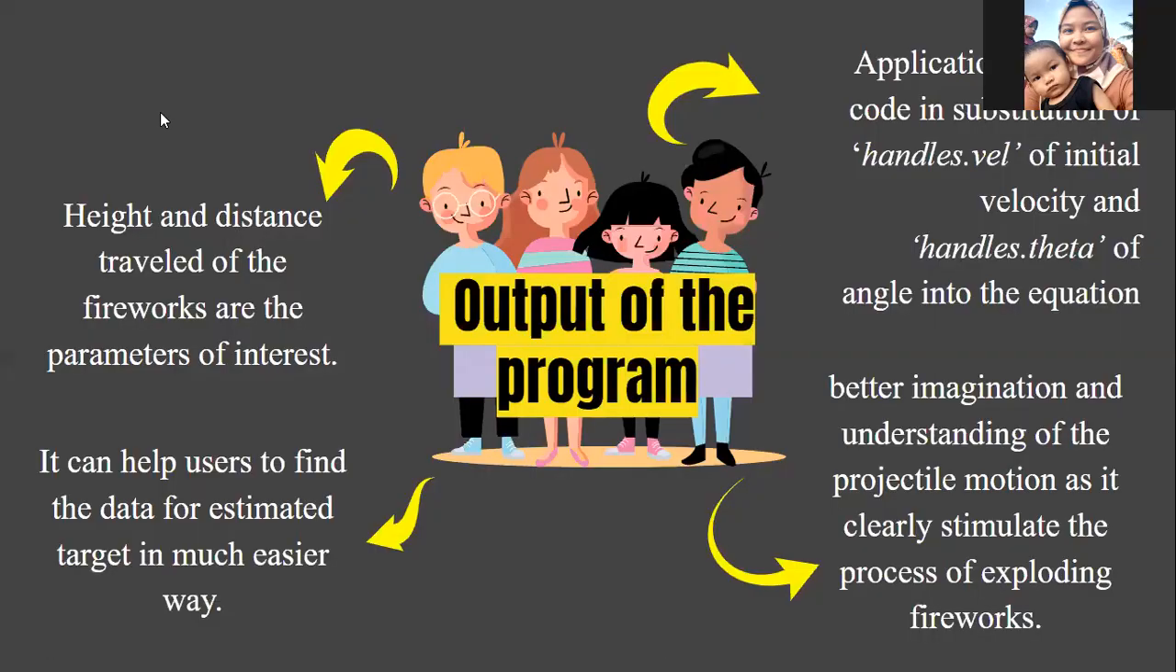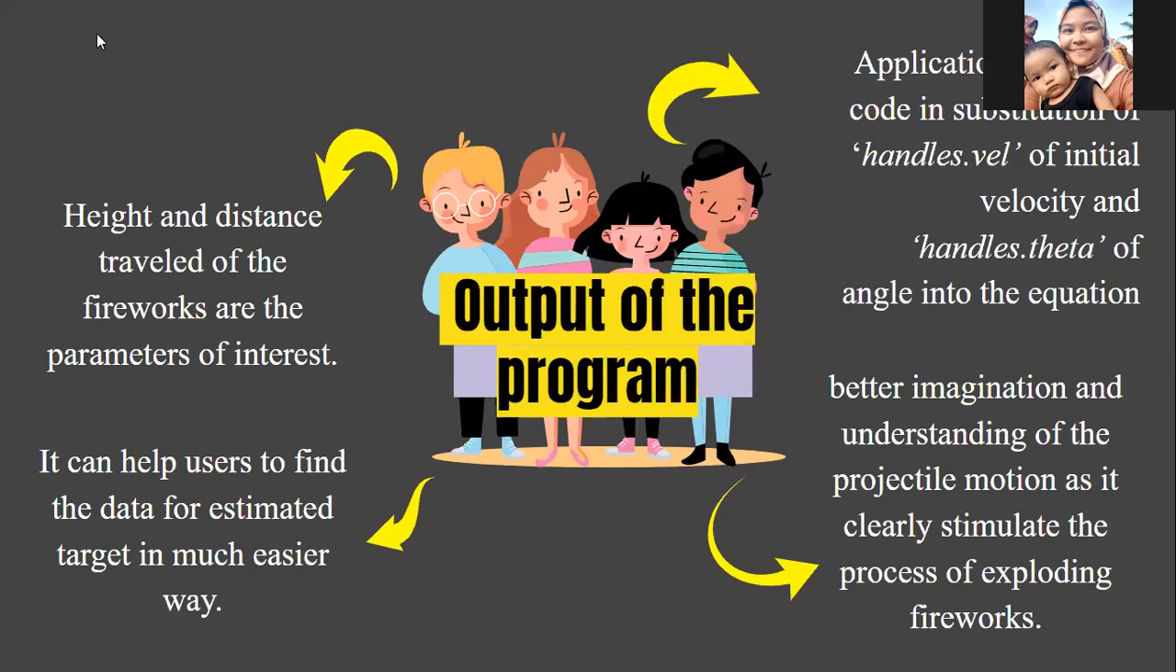Okay, and now I will continue with the output of the program. First one, the height and distance traveled by the fireworks are the parameters of interest. Next, it can help users find the data for the estimated target in a much easier way. Application of the MATLAB code in the substitution of handle.val of initial velocity and handle.theta of angle into the equation. Better imagination and understanding of the projectile motion, as it clearly simulates the process of exploding fireworks.